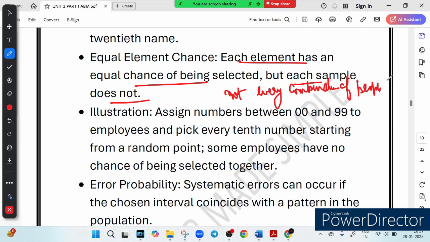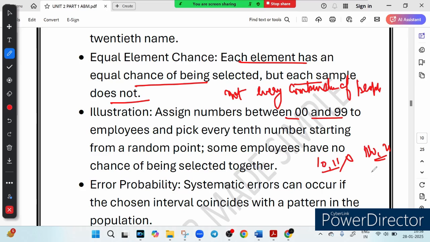Simple, right? But here is the catch: some employees can't be selected together, like 10 and 11, or 20 and 21. So you assigned numbers from 00 to 99 to each employee, and you pick every 10th number starting from a random point. Can these two be selected together? 10 and 11, not possible. 20 and 21, not possible, right? So I hope it is clear that while every individual has an equal chance of being picked, not every combination of people can be in the sample.